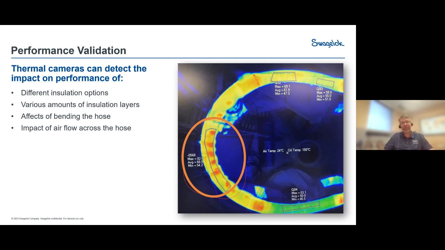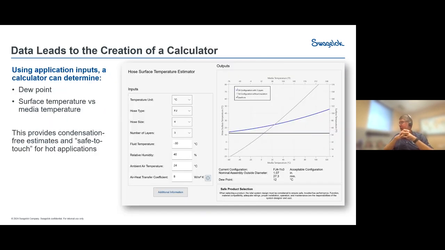And so all these types of things can be studied, and we can determine what's better for a particular application, given the price of the insulation as well. We also do things like flow air across the hose, put fans on the hose, see how that changes the performance. And we could put all this into a calculator to help our users, our field engineers, determine what is the right insulation for a particular application, because we do want to be sensitive that we're not over providing too much insulation, and we certainly don't want to provide too little insulation.